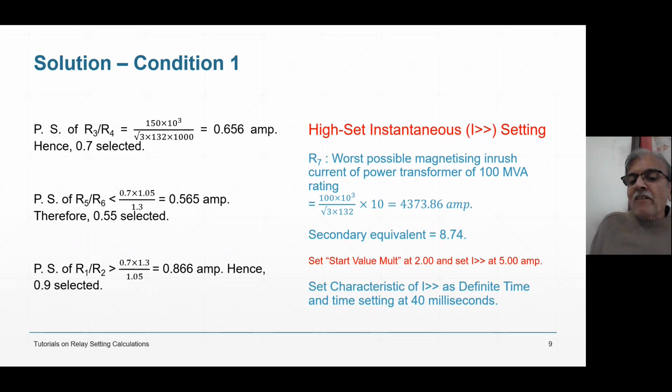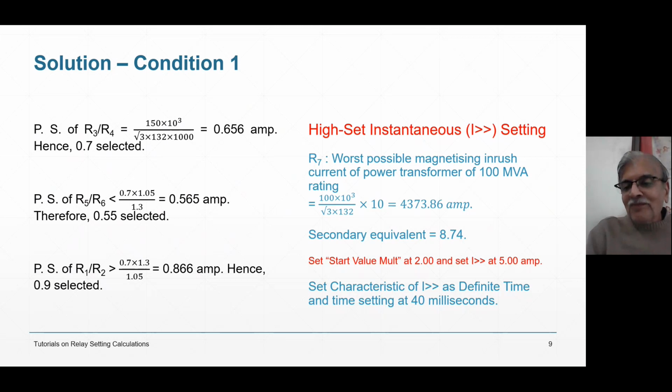But I am not using higher than 8.74. I am setting 5 ampere and I am using start value mult at 2. That means when I am energizing the transformer, 5 will be automatically doubled. It will be 10. So the transformer will not trip while energizing, because it should not trip while energizing. You are energizing a transformer and it trips. So when can you energize? Because of this start value mult, I am able to set I double greater than at a lower value.